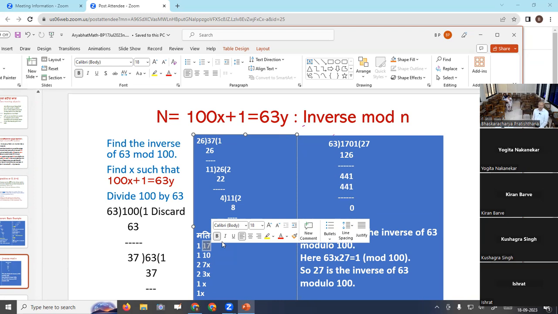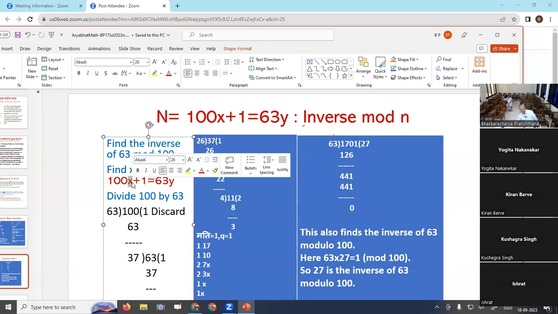Actually, I should divide this by small c. Small c is 63, but that is not necessary because this is already a small number. So I stop there and I have the value of x. Once you get x, you can find the value of y. So y is in this case 27, and 63 into 27 is 1 mod 100, as we see. So this is the inverse.